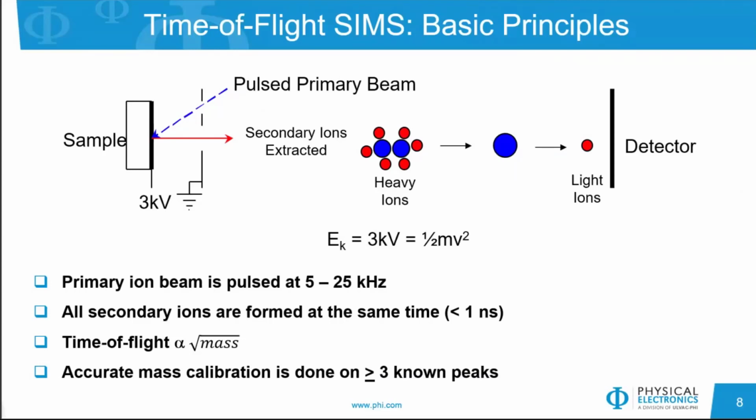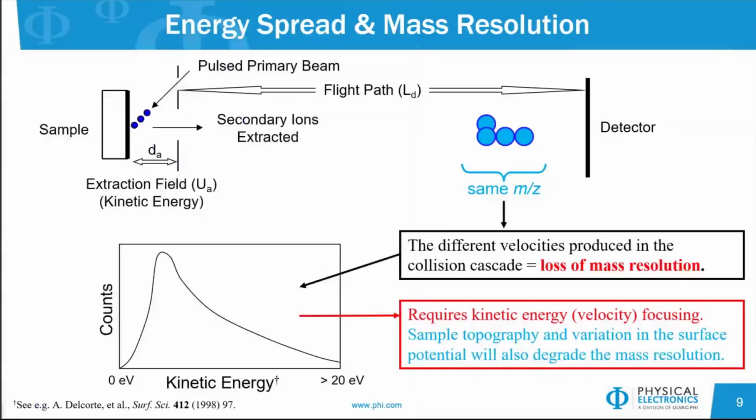So calibration can be done very easily. One of the inherent issues with the time of flight or the sputtering process is that, as a result of the sputtering process, you get an energy spread within a particular mass to charge of an ion. So you have an ion that's extracted from the sample, and as it comes off, you'll have it coming off with different energies, so different flight times. And so we need some way to refocus the kinetic energy of these ions so we can have better mass resolution.